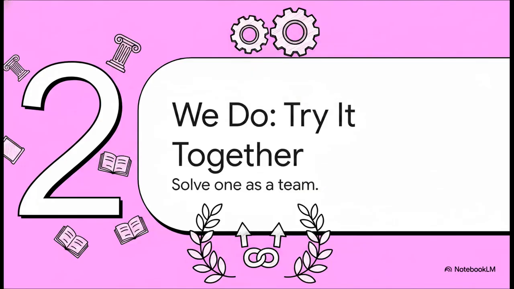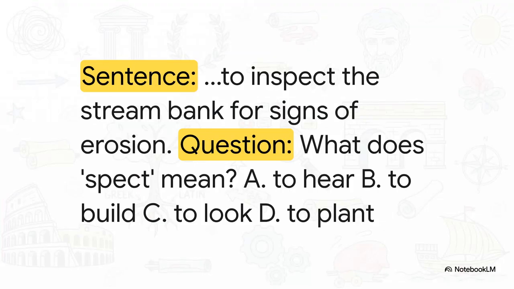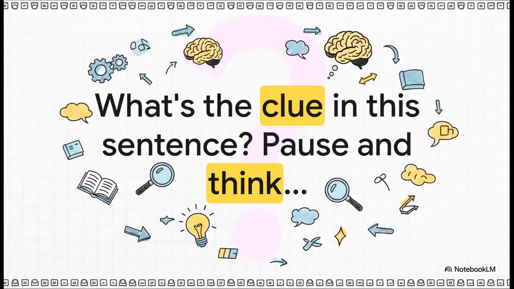Awesome. So you've seen how I do it. Now let's try one together. We'll do this as a team. Check out this sentence. The guide asked students to inspect the stream bank for signs of erosion. So, what do you think that root spect means? What's the first step? Let's find the clue in the sentence. What are the students actually doing? Go ahead, pause, and think about it for a second.